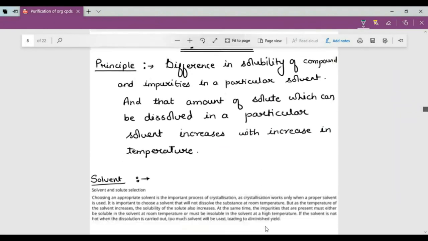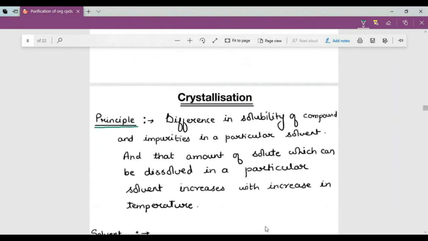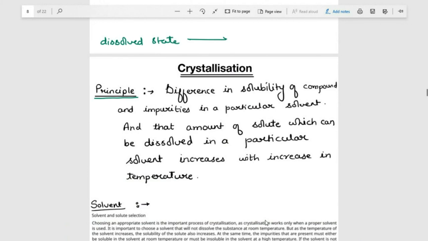Next, we come to crystallization. Now, what is crystallization? Crystallization is basically when crystals are formed from solutions. If something is already in a dissolved state, and from that dissolved state, when we change the temperature, it forms solid crystals, then this particular process is called crystallization.